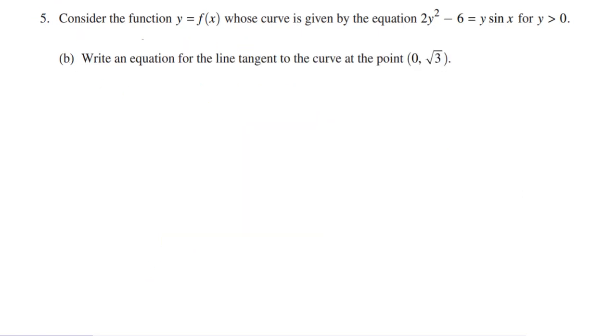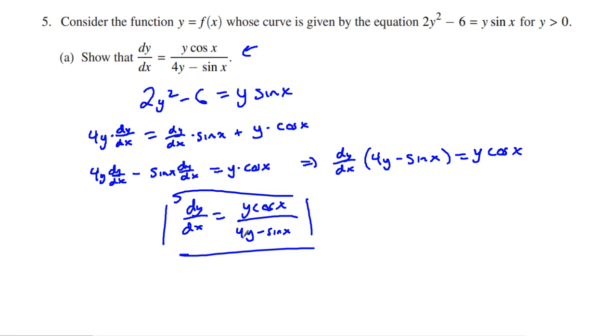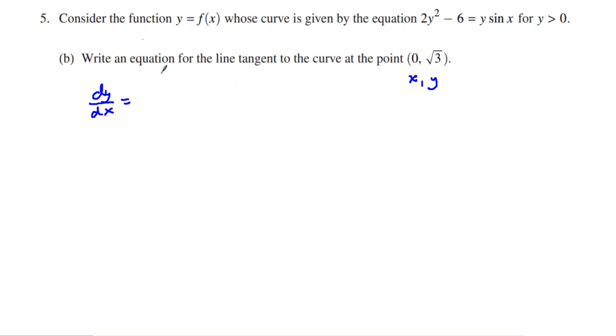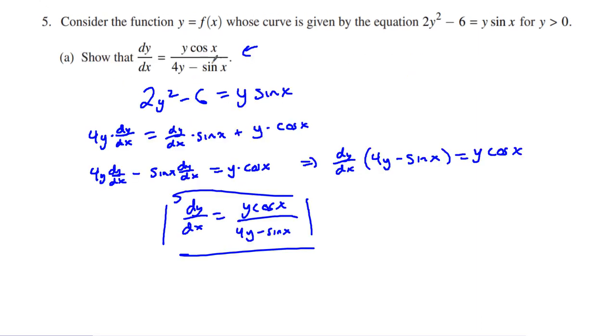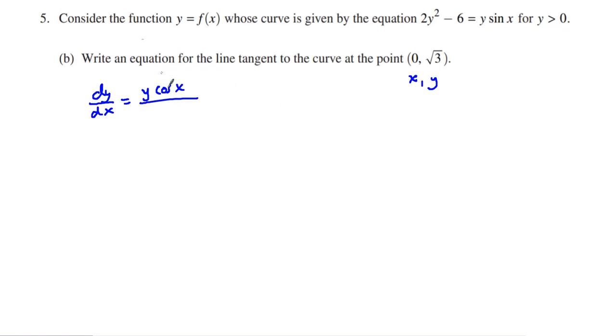So let's take a look at B. B is asking us to write an equation for the tangent line to this curve, and we have our x point and we have our y point right here, which is really nice. We just have to find our slope. So dy over dx, and we knew that slope is right here: y cosine of x over 4y minus sine of x.